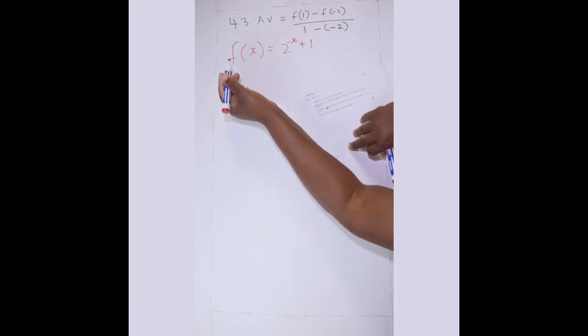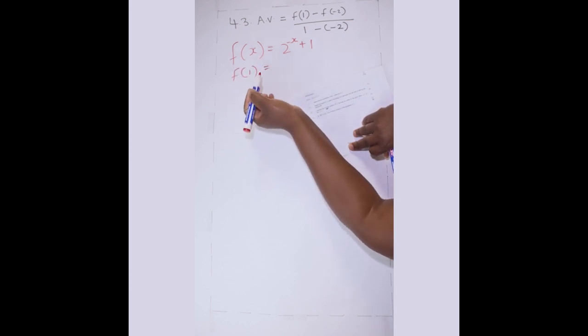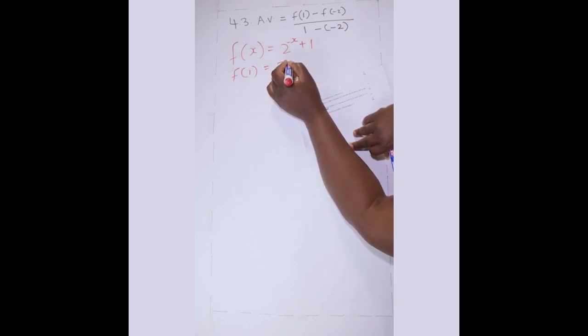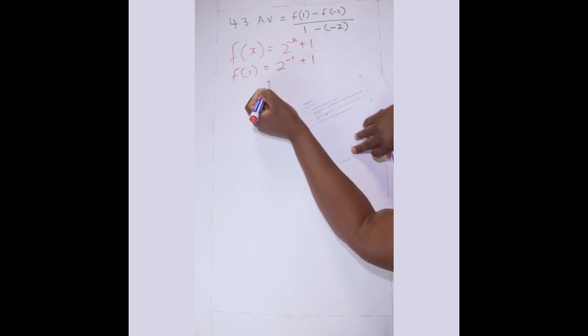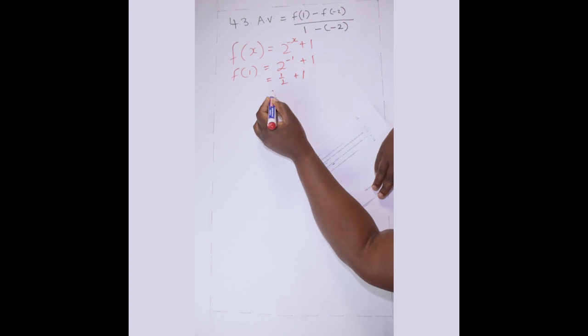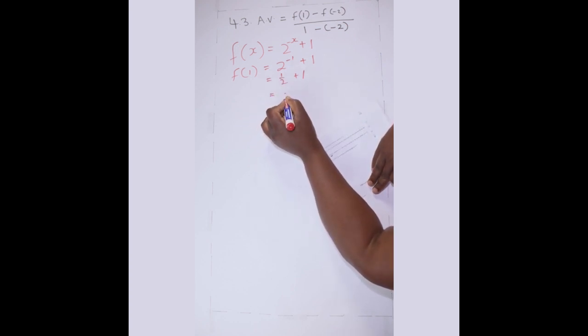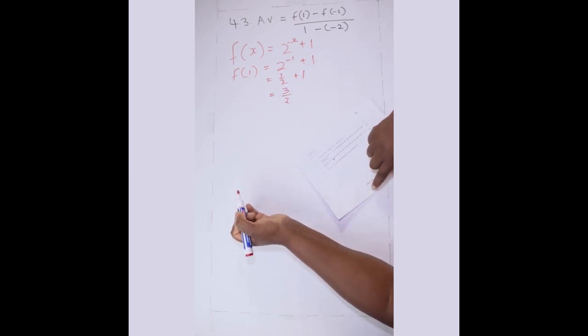So you substitute your x by 1, and then you will find your f of 1. So this is 2 to the power minus 1 plus 1. Remember, this is the same as 1 over 2 plus 1. While using your calculator, it's going to be 3 over 2. So that is your f of 1.